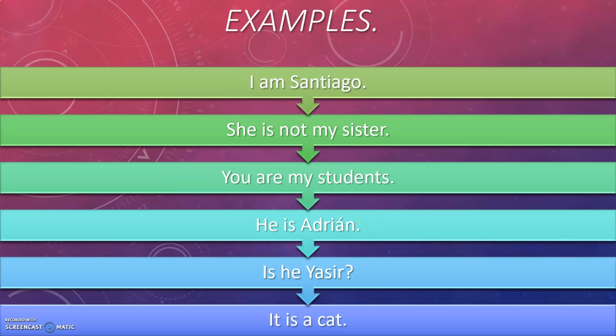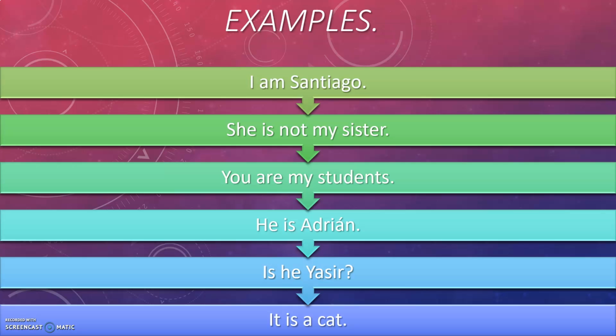Now, guys, in order to finish with this topic, and as I said before, guys, do not change the conjugations of the verb to be for the pronouns. What am I trying to say? For example, you cannot say I is Santiago, or she am not my sister, or you is my students. That's not correct. That's not possible.